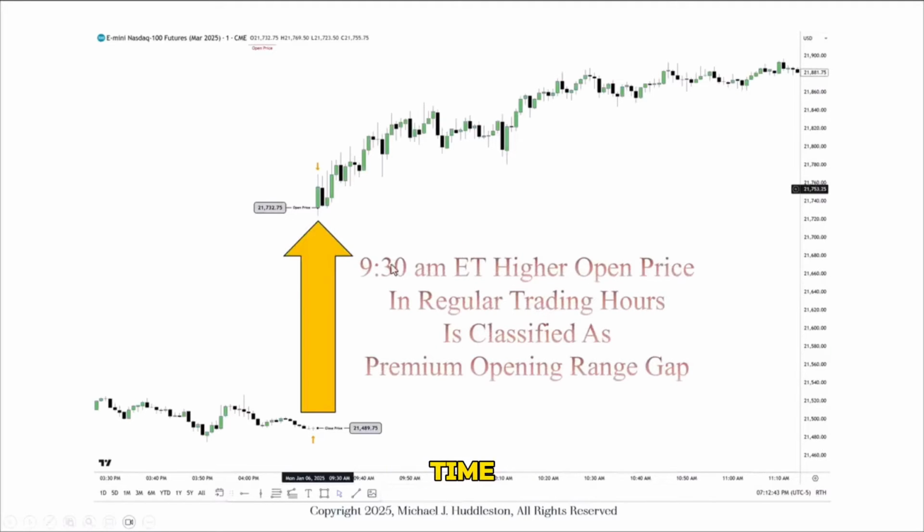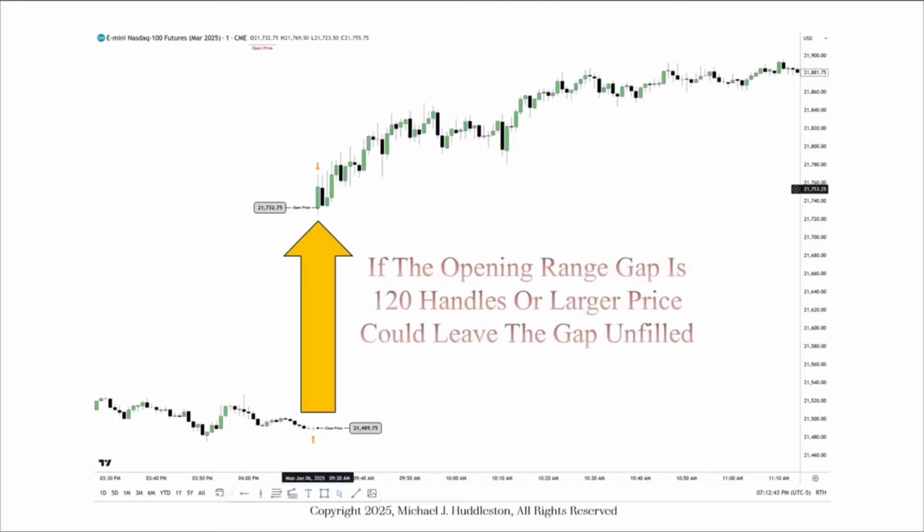At 9:30 a.m. Eastern time, a higher opening price in regular trading hours is classified as a premium opening range gap. The opening range gap is 120 handles or larger. Price could leave the gap unfilled.